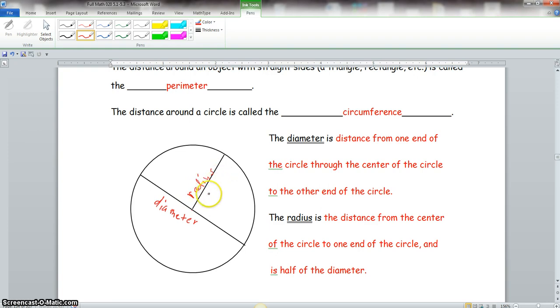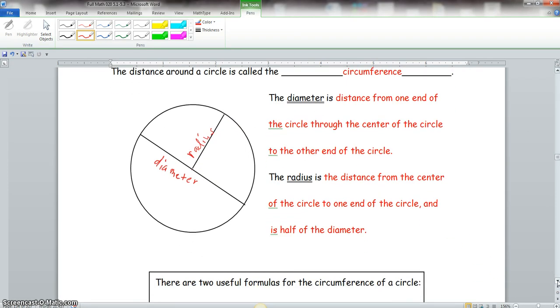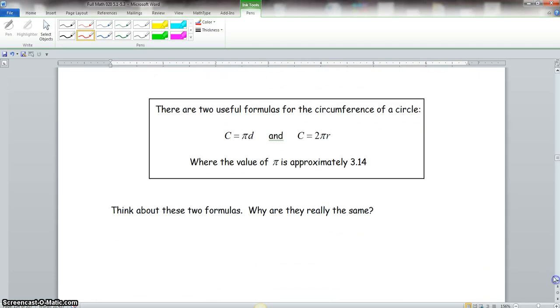And whatever the diameter is, the radius is just half of it. So double the radius is the same as the diameter. Now we go down here. There are two useful formulas for the circumference of a circle. You have C is equal to pi times the diameter, and C is equal to 2 times pi times the radius. This D stands for diameter, this R stands for radius, and this capital C stands for circumference.